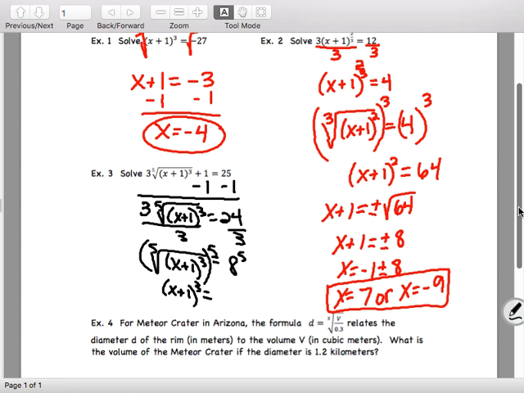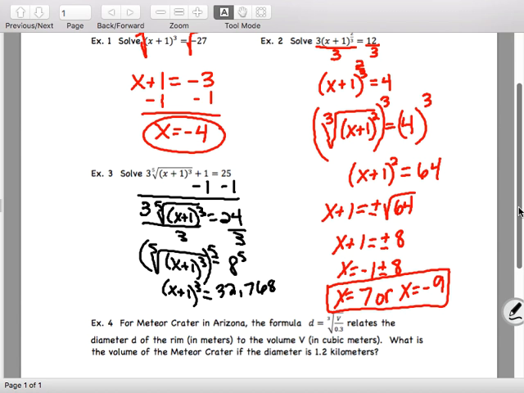So I grabbed my calculator because 8 to the 5th is huge. It's not on that pink powers paper. So I'm getting 32,768. Now, I've got x plus 1 cubed. How do you undo a cube? Cube root. So do you see?